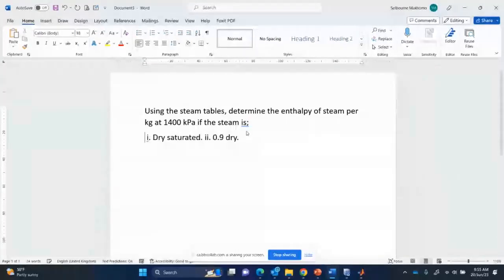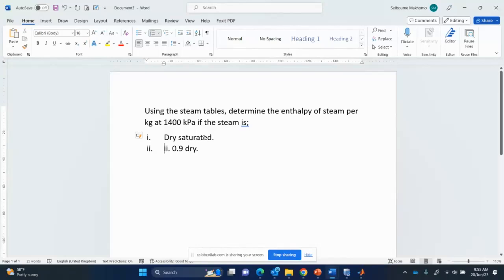First question says, using the steam tables, determine the specific enthalpy per kilogram of steam if the pressure is 1400 kPa, and then if the steam is dry saturated and if the steam is 0.9 dry.